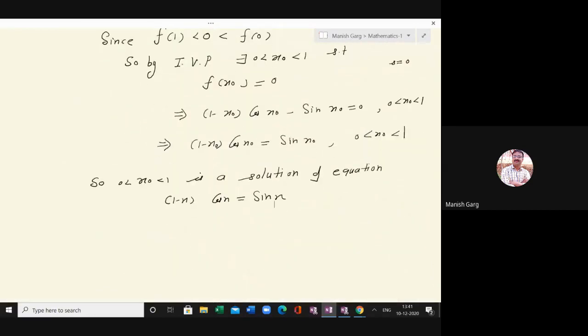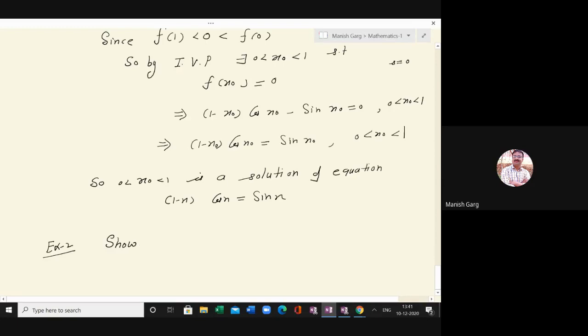We are definitely sure that it has at least one root. It may have 2, 3, 4, I don't know. But from IVP, I have confirmed that it has at least one root. Any doubt? No? Okay. Now I'm doing the next nice example.